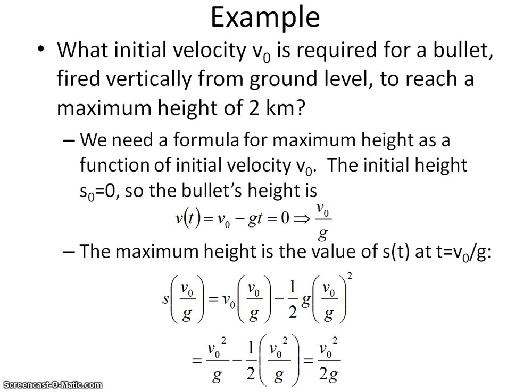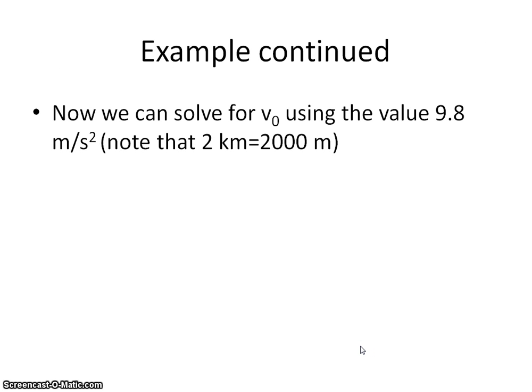All right, one last example. What initial velocity is required for a bullet fired vertically from the ground level to reach a maximum height of 2 kilometers? Well, we need a formula for maximum height as a function of initial velocity. So we take v of t and we get t equals v sub 0 over g. So the maximum height is the value when t equals v sub 0 over g. So we'll plug v sub 0 over g in for t into our equation and get v sub 0 squared over 2g. So now we can solve for v sub 0 using the value 9.8 meters per second squared.